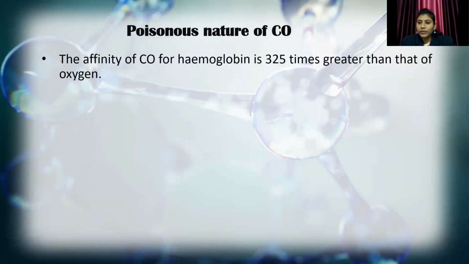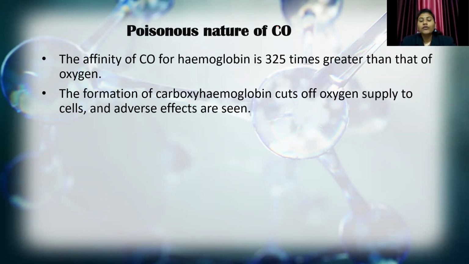The affinity of carbon monoxide for hemoglobin is 325 times greater than that of oxygen. That means carbon monoxide can combine with hemoglobin more easily than oxygen. If carbon monoxide and oxygen are both present, then hemoglobin combines with the carbon monoxide. So the formation of carboxyhemoglobin will take place, and it will cut off the oxygen supply to the cells, and adverse effects are seen.